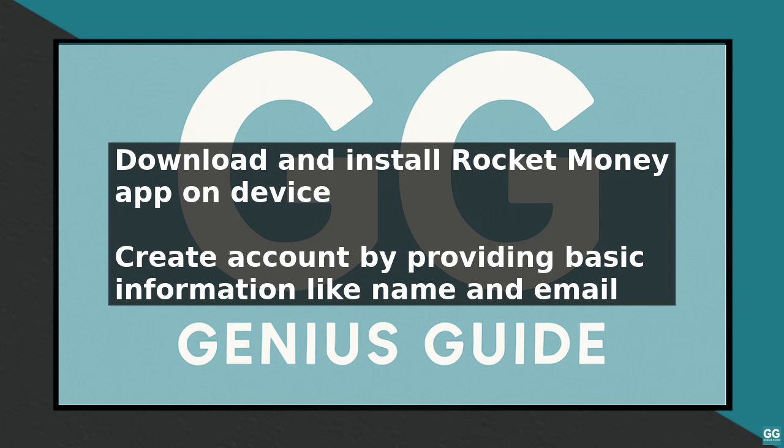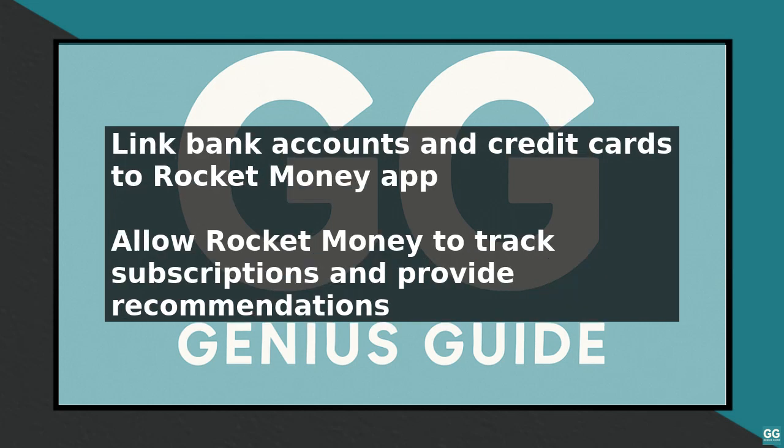To get started, first download and install the Rocket Money app on your device. Once installed, create an account by providing some basic information such as your name and email address. You will then be prompted to link your bank accounts and credit cards to the app. This is a secure process that allows Rocket Money to track your subscriptions and provide you with personalized recommendations.